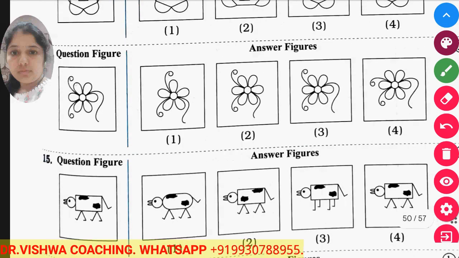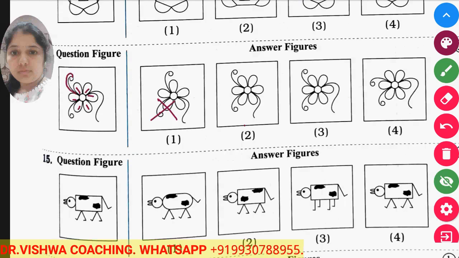Now here also if you look carefully, you want the same pattern. Now count the number of petals. Now here how many petals are there? 1, 2, 3, 4, 5 and 6 petals are there. So which figure shows 6 petals? This one has only 5. This has 6, this has 6 and this also has 6.